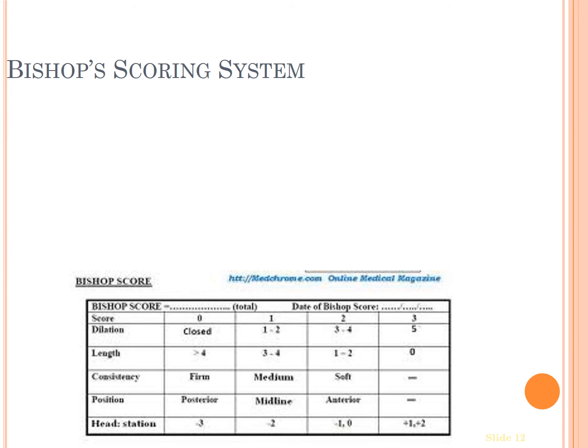The chart on the Bishop score. Again, I think the chart in the book is a little better. I didn't mention this earlier, but a score of 6 or greater on the Bishop scoring system is considered a mature fetus.